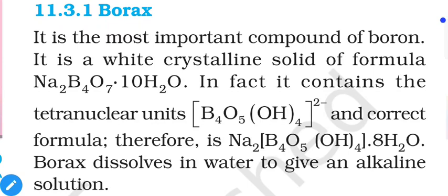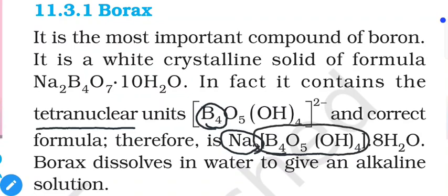As we can see, it is mentioned as B4O5. It has 4 boron centers or nuclei. That's why it is called a tetranuclear unit. So that's why the correct formula will be Na2[B4O5(OH)4]·8H2O. That means Na+ are attached by ionic bonds, and all of those mentioned in the square bracket have coordinate covalent bonding between them.